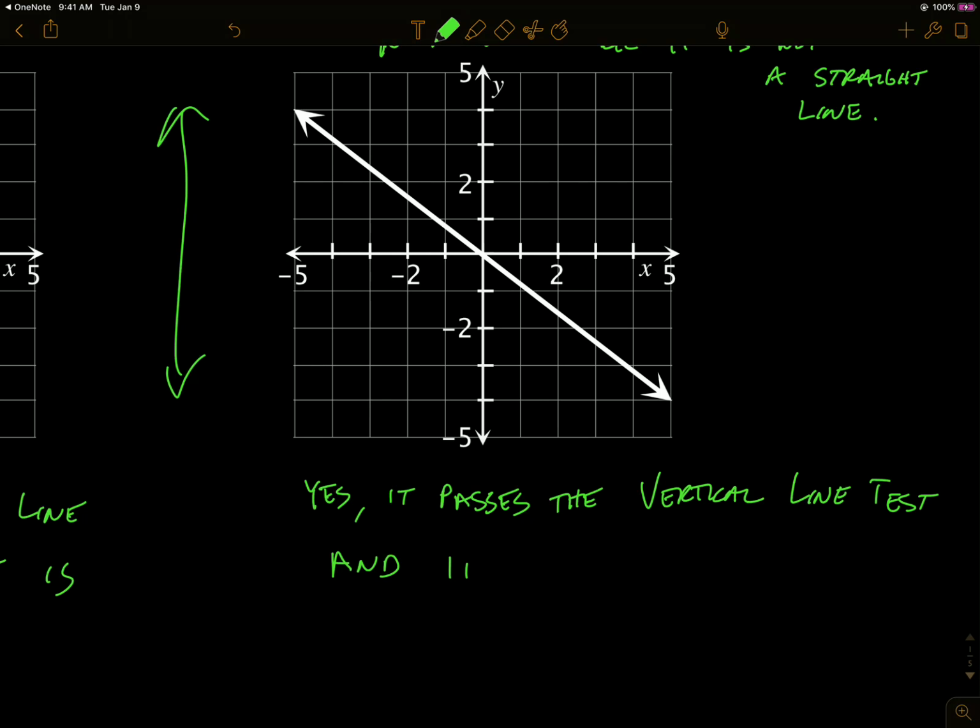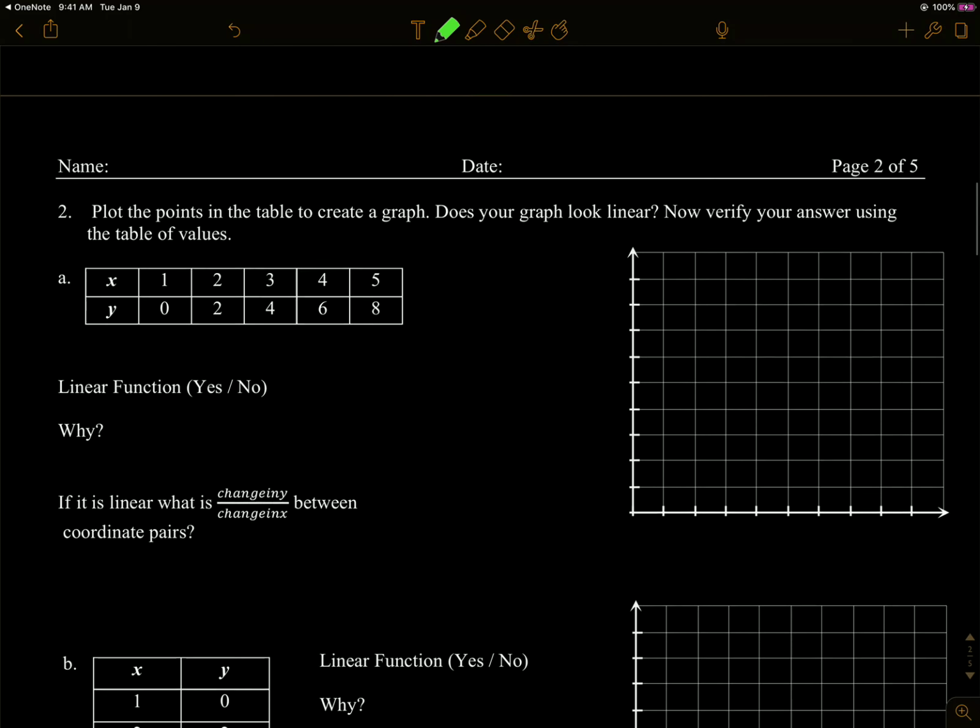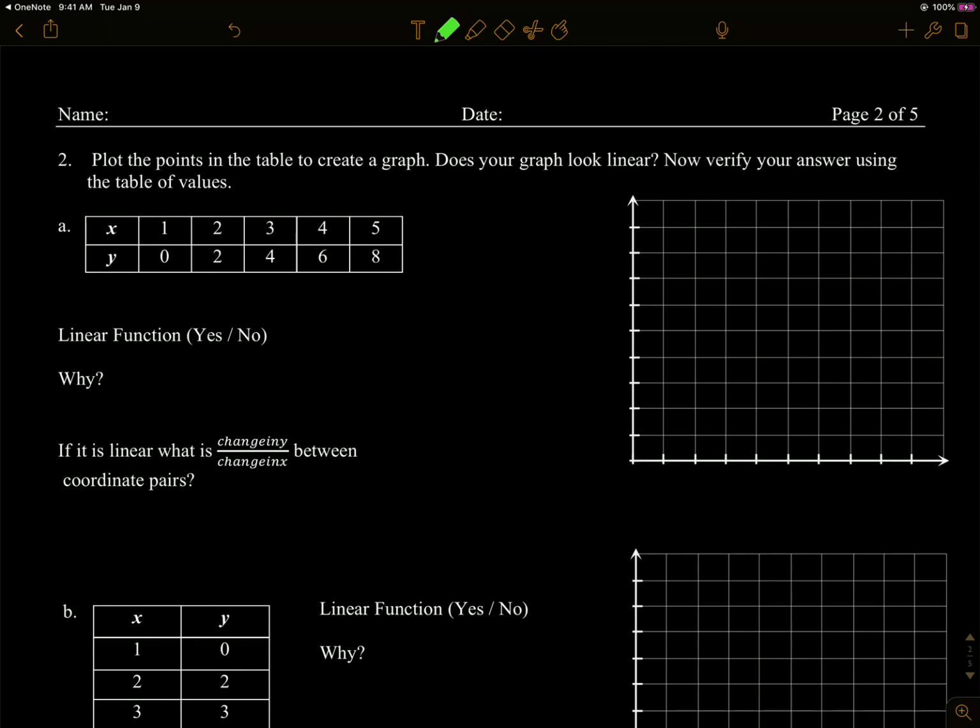And it is a straight line, making it linear. So the first part makes it a function. The straight line part makes it linear. So let's move on here.